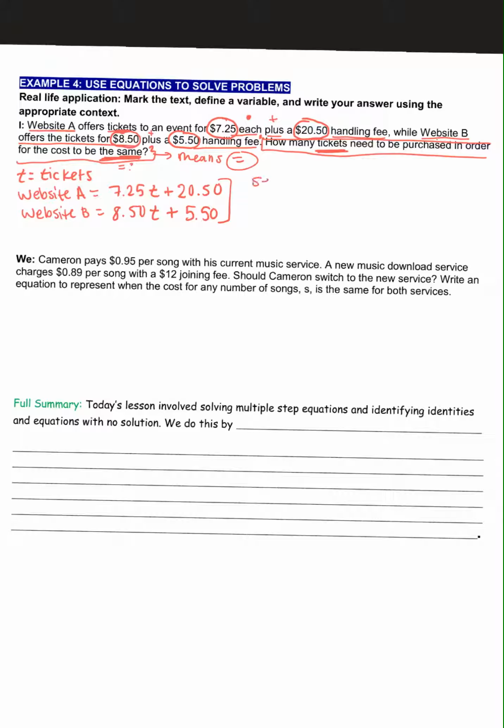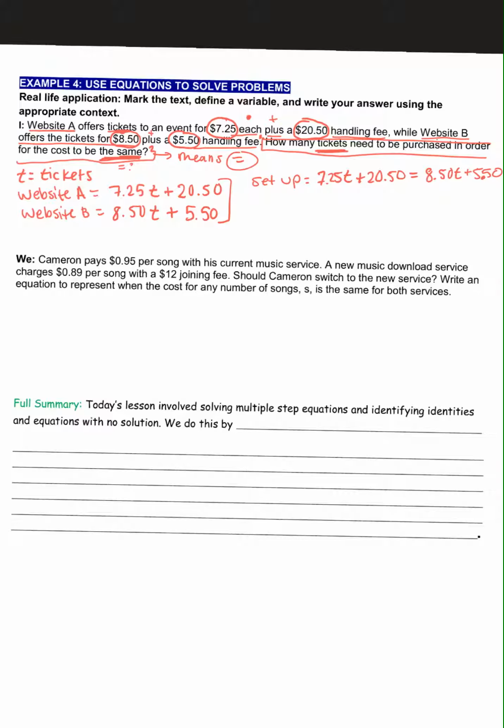So here's my setup. 7.25 T plus 20.50 equals 8.50 T plus 5.50. That's my setup. I just took website A and set it equal to website B.